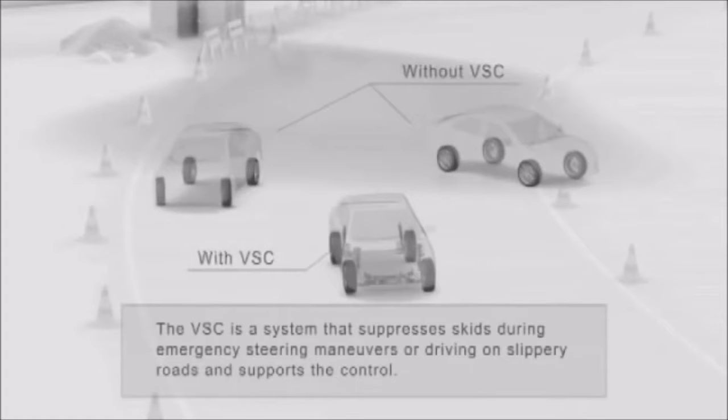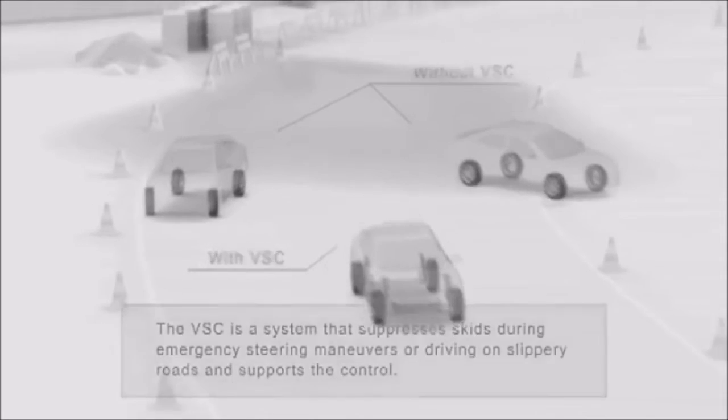Now that we know what's happening to a car when it's oversteering or understeering, let's look at how vehicle stability control can actively prevent this. So here in this animation we can see one car with vehicle stability control making a turn well, and then two other cars oversteering and understeering into what is likely a crash.